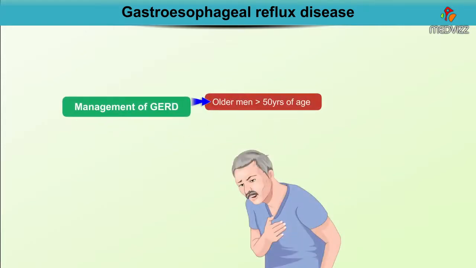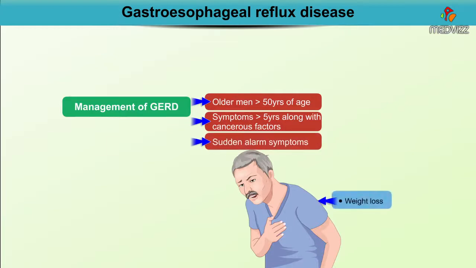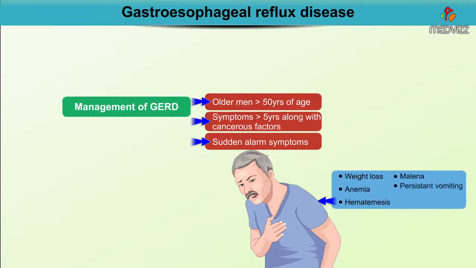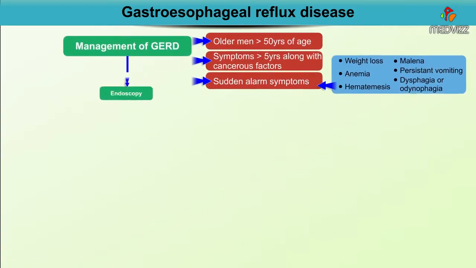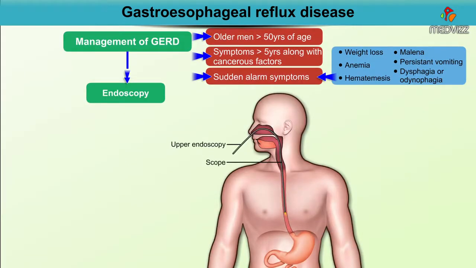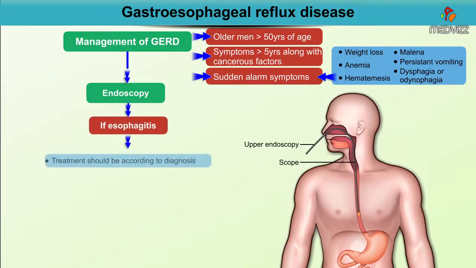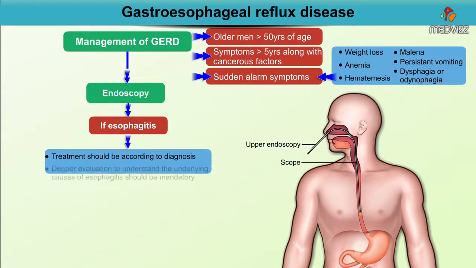Management of gastroesophageal reflux disease. Older men who are above 50 years of age with symptoms for more than 5 years, along with cancer risk factors or sudden alarm symptoms like weight loss, anemia, hematemesis, melena, persistent vomiting, and dysphagia or odynophagia should undergo an endoscopy. On endoscopy, if there is esophagitis, treatment should be according to the diagnosis, and a deeper evaluation to understand the underlying cause of esophagitis should be mandated.